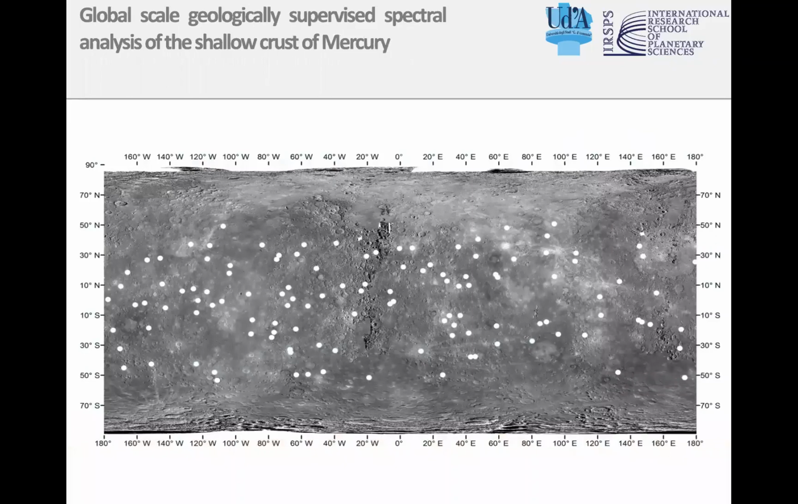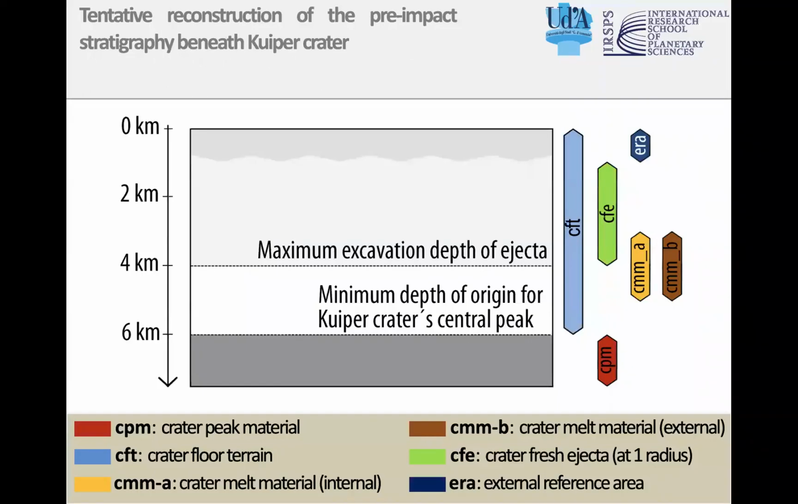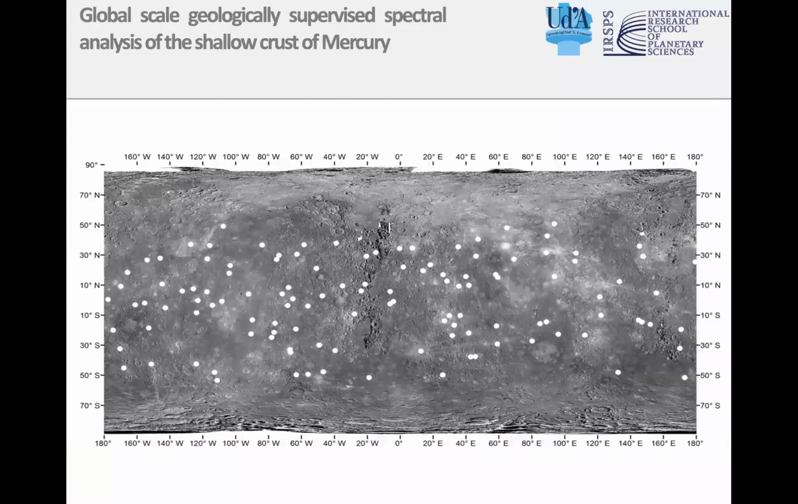But then I thought, okay, let's be more ambitious. Let's try to apply this approach on a global scale. As you see, the white circles are the craters I have been selecting.